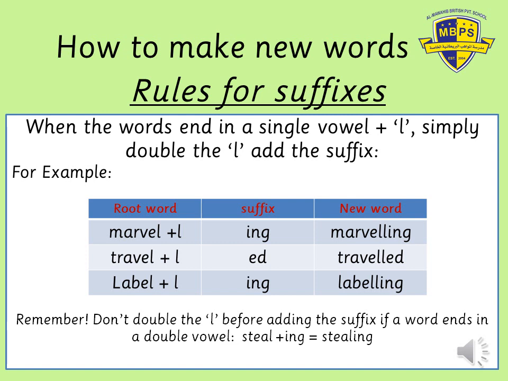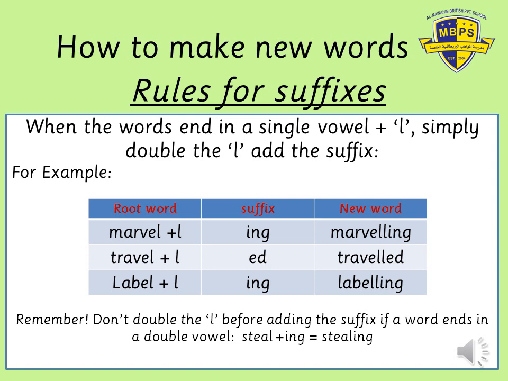Travel, after adding the suffix ed would be travelled. You can see the double L. We can add some other suffixes also, like if we add the suffix er, travel would be traveller. If we add ing, it would be travelling. Then the next word is label. We will add the suffix ing and it would be labelling. You can see the double L.